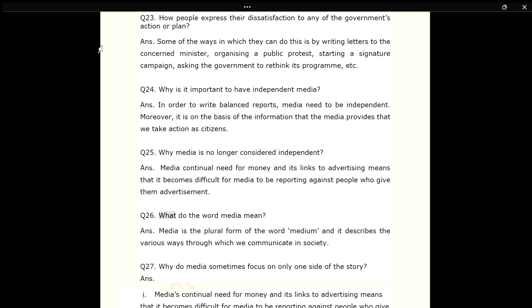Q26. What does the word media mean? Ans. Media is the plural form of the word medium, and it describes the various ways through which we communicate in society.